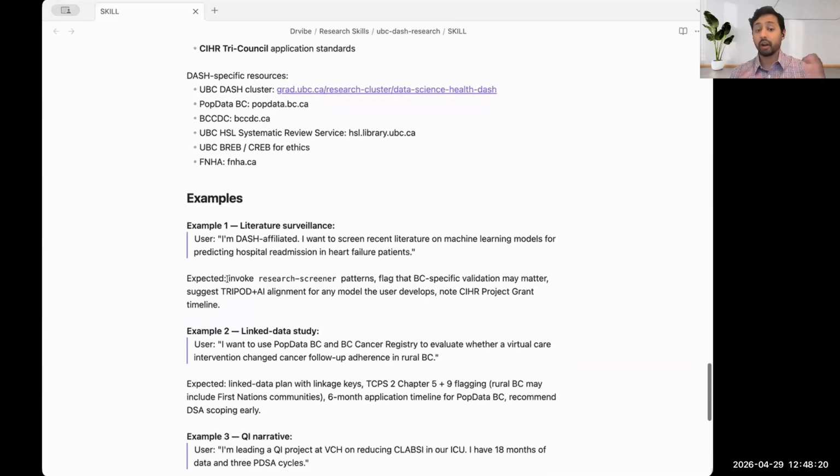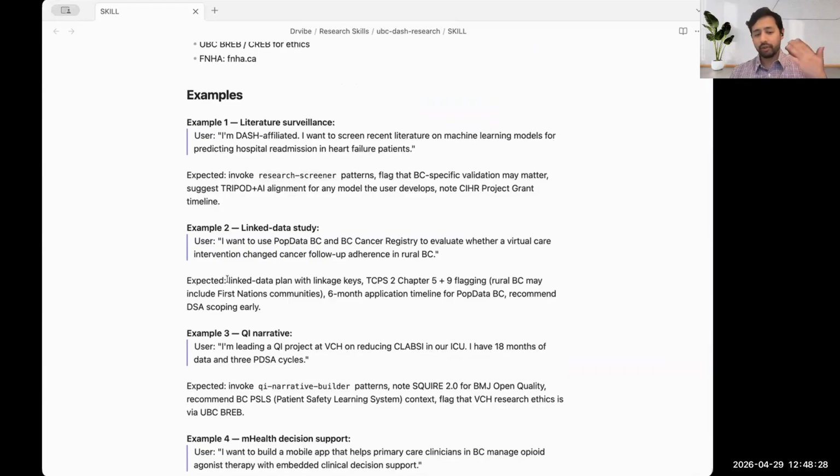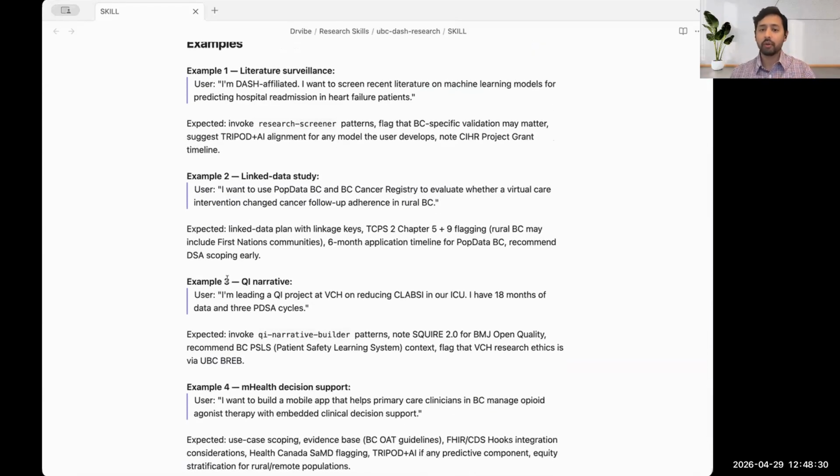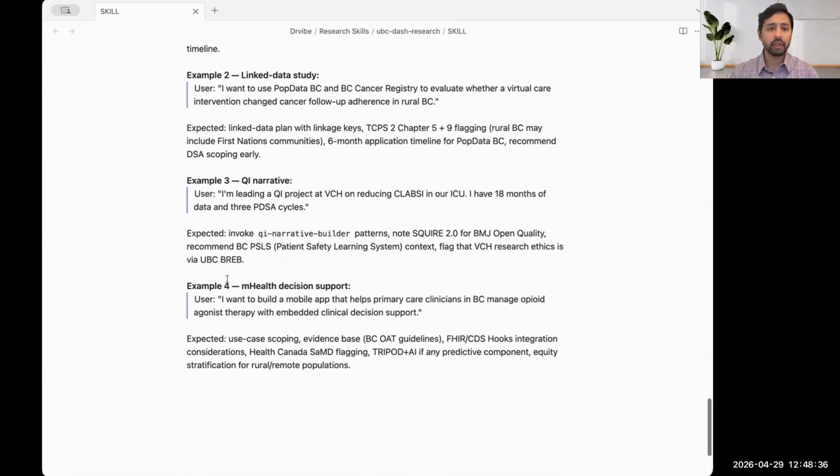And then again, going back to context, examples are gold. If you can provide even one example, but even more than that, two or three examples, then it really knows how to go about using the skill and how to give the result. So that's this one.